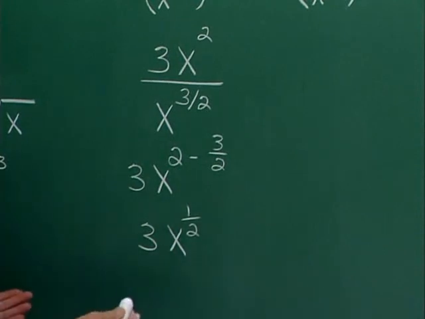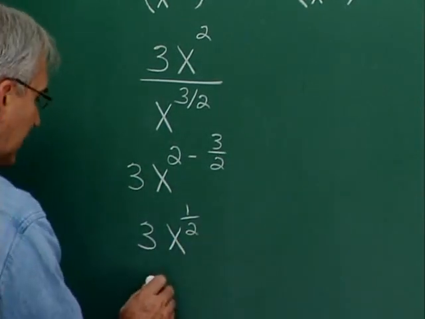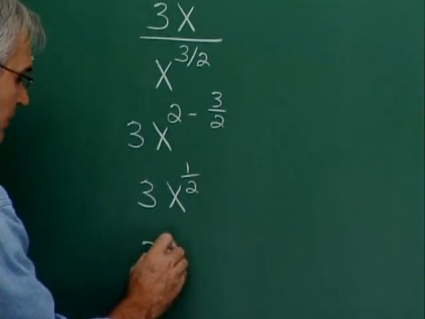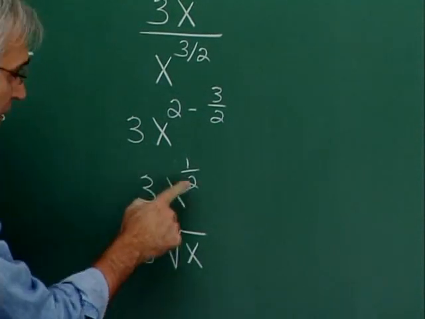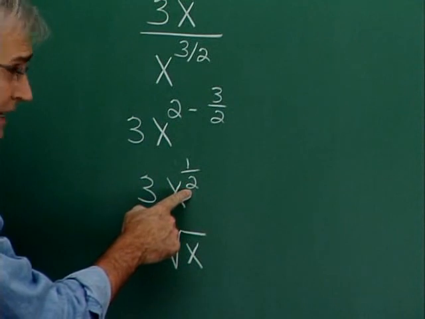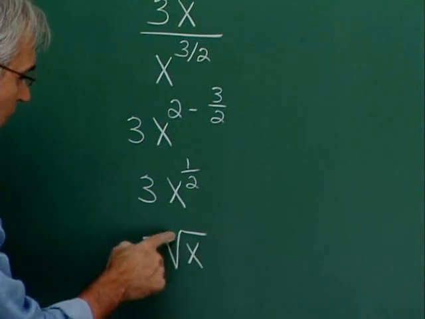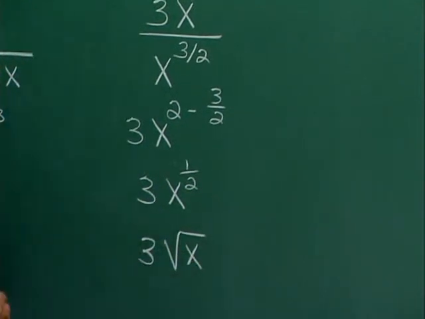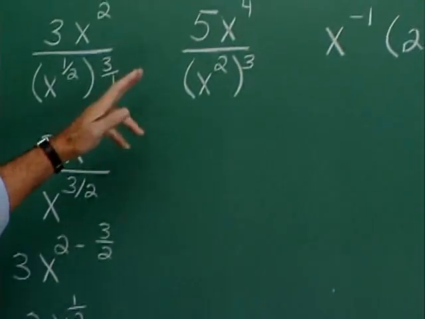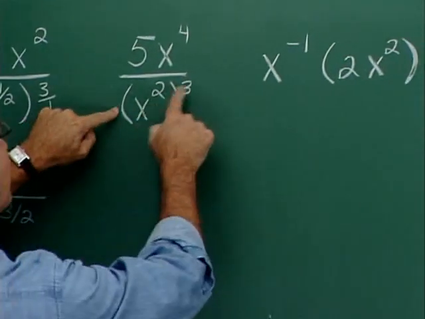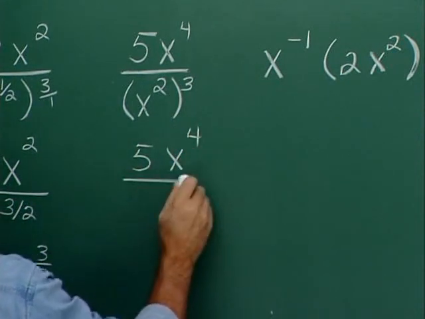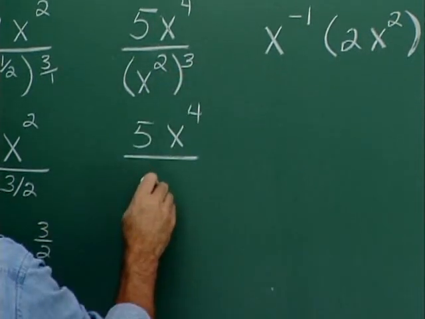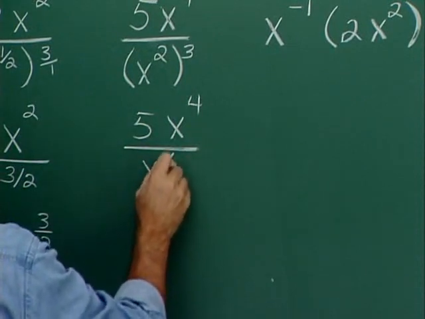Now the answer could be written this way, or the answer could be written as 3 times the square root of x, because the fractional exponent, remember the denominator implies the index of a radical, so this is square root of x. Here's another one. Notice in the denominator once again we have power to power, so this is 5x to the 4th. And then in the denominator, x squared cubed is x to the 2 times 3, or x to the 6th power.